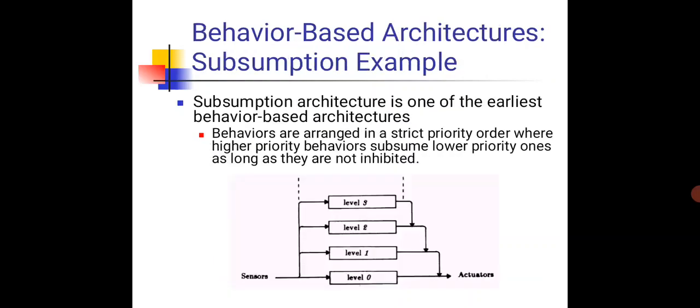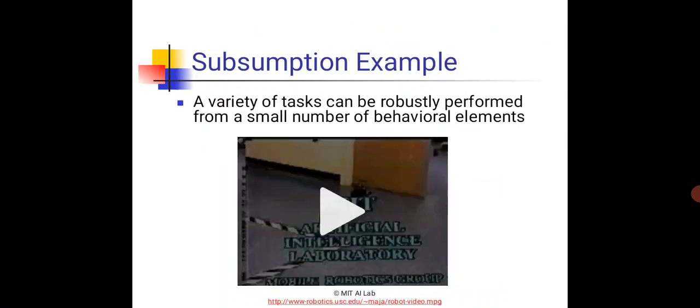These are the four types they have defined, and among the behavior based architectures is subsumption, which means one layer will lay on the other one. This is one of the earliest behavior based architectures. They are arranged in strict priority order, where higher priority behaviors subsume lower priority ones as long as they are not inhibited. From level 0 to level n, again you have the sensors on one end to sense all these things, and again this is actuated by the actuators. And this is the subsumption example.